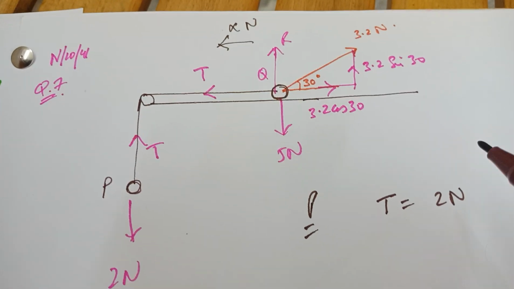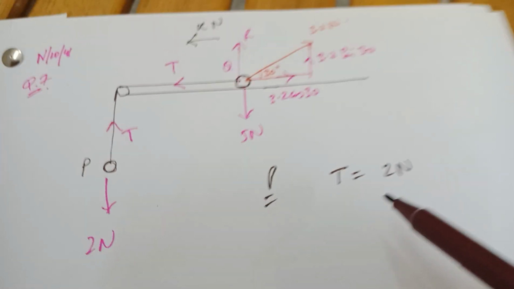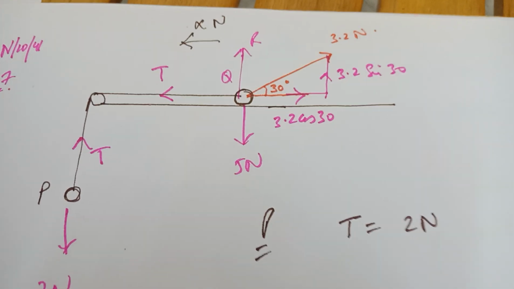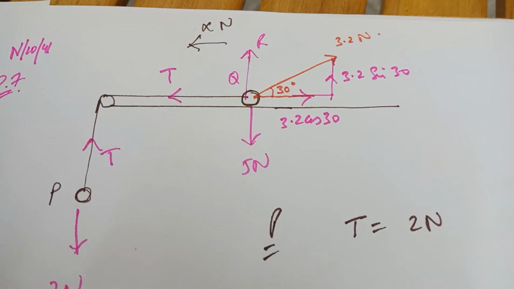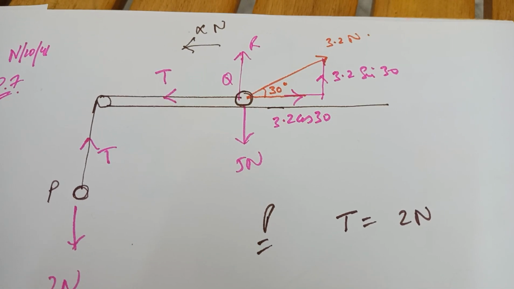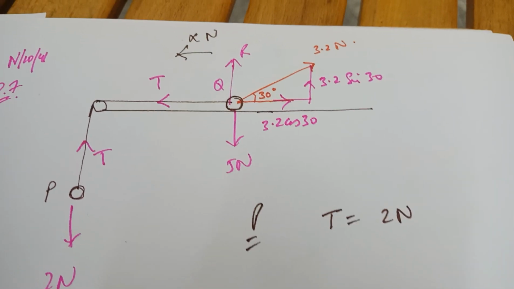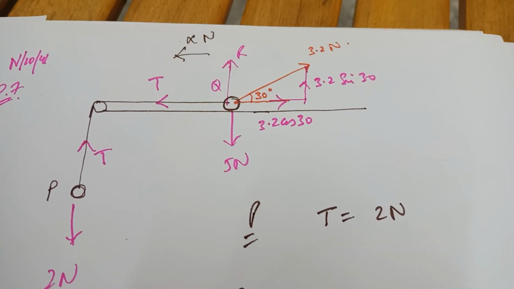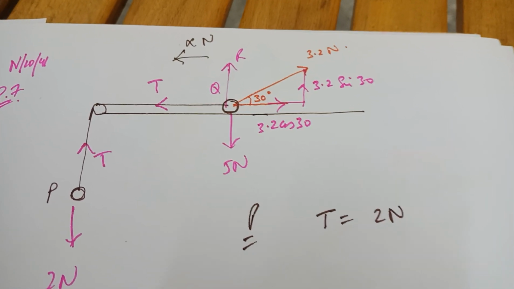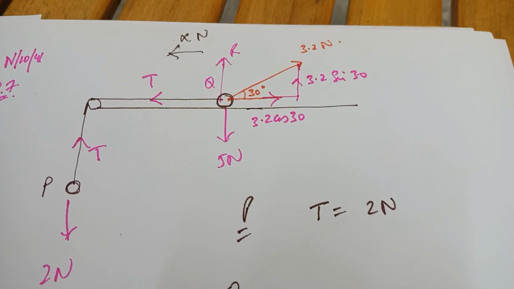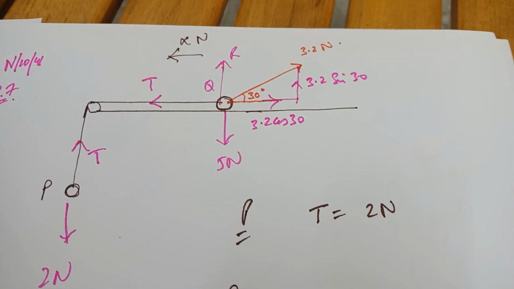Now if we look at this Q, by looking at the horizontal forces, we have T plus X equal to 3.2 cos 30.